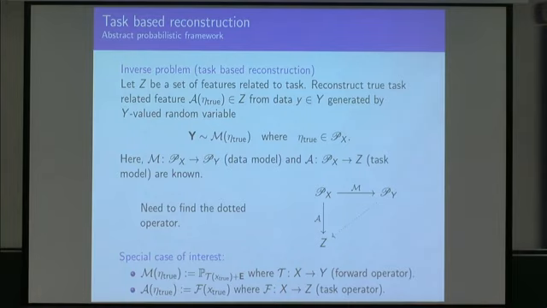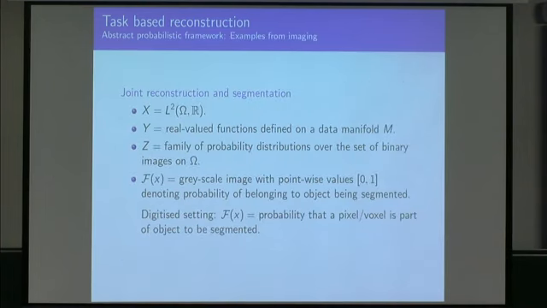So this was a fairly abstract framing of task-based reconstruction. Let's see how it boils down to concrete cases. So let's say we want to do reconstruction and segmentation, right? So X is some suitable space of functions, maybe L2 over a certain fixed domain. Now Y is also a set of real valued functions, but here it's not obvious where it's defined. It depends on your inverse problem, right? So in tomography, typically Y is real valued functions on a certain manifold. And this manifold is given by the acquisition geometry, because here you have lines and you have functions on lines.